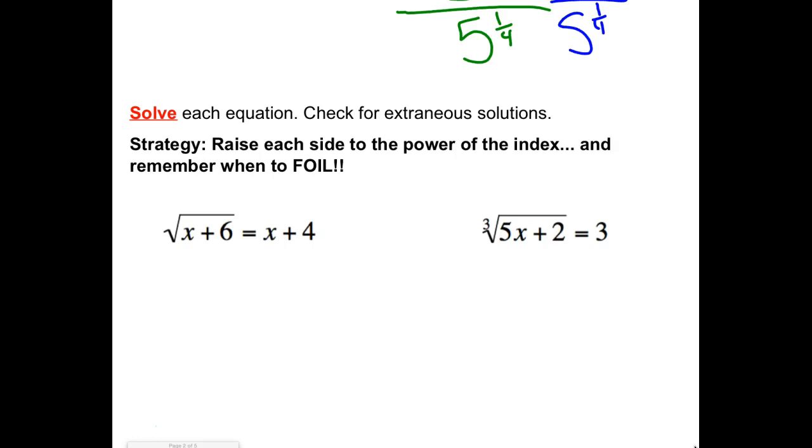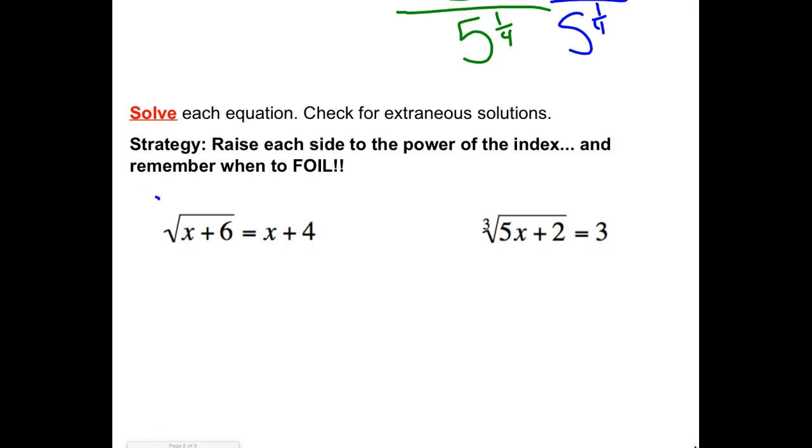All right, so right away, reminder, if you have roots, the first thing you have to do is get rid of it. So you look at your index. So for this one on the left here, it's the square root, so I'm going to square both sides. This one is a cube, so I'm going to cube both sides. So you always want to get rid of those roots first and do whatever index is going to be.